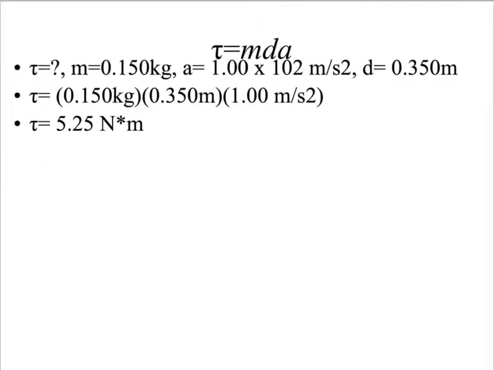Well, remember our equation: mass times the lever arm times acceleration. So 0.15 kilograms times our lever arm, 0.350, times 1 times 10 to the second meters per second squared. I just plug those values in, and we get 5.25 Newton meters. Our units are Newton meters because remember, kilogram times meters per second squared is a Newton, and here is that meter.